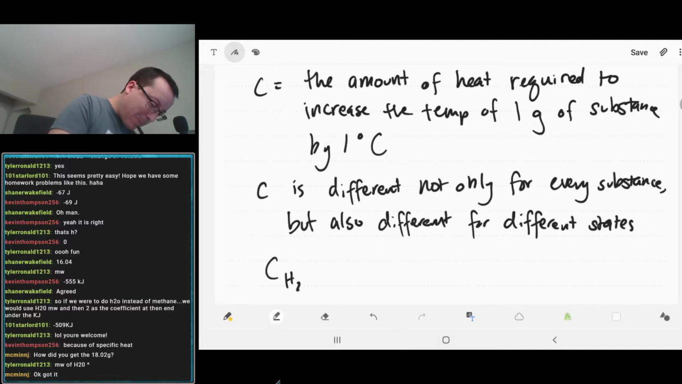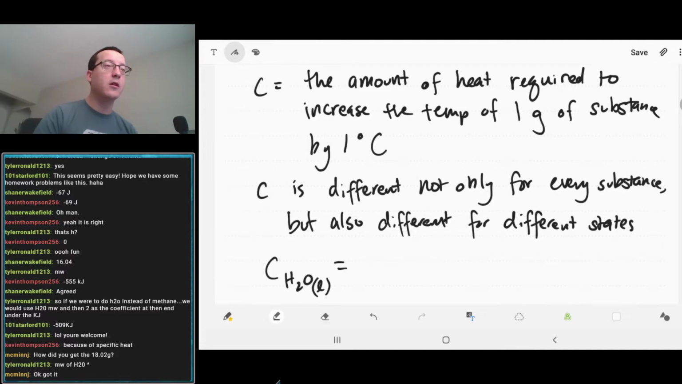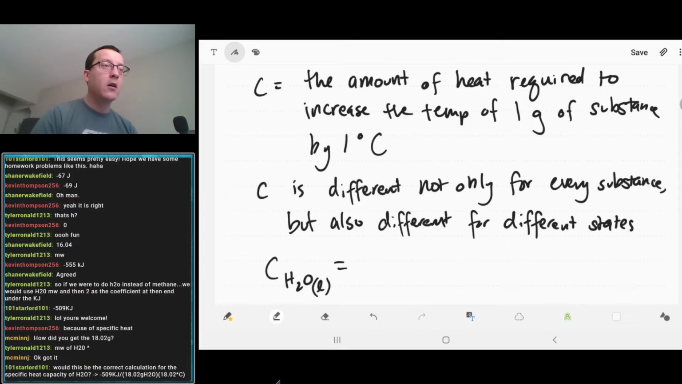The C for, oh my goodness. Okay. Star-Lord, you're getting ahead of yourself. Not quite. Because I haven't told you anything about a temperature change, we have not gotten into that yet. So, not quite.